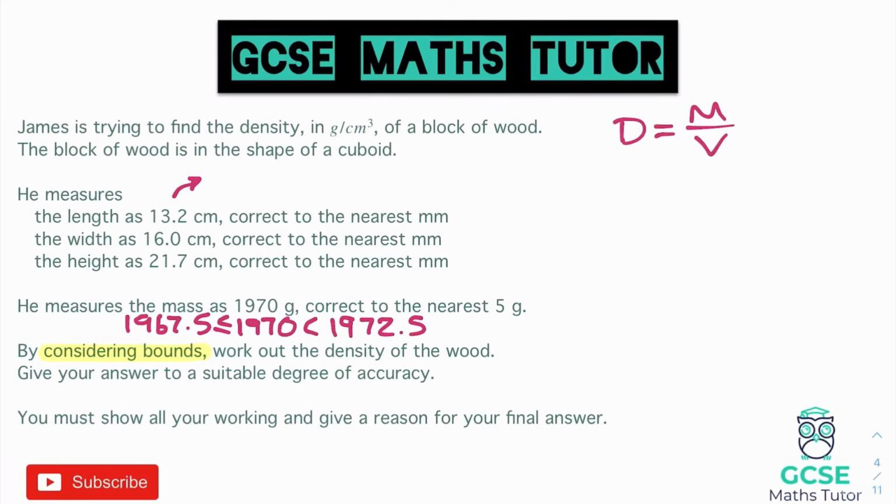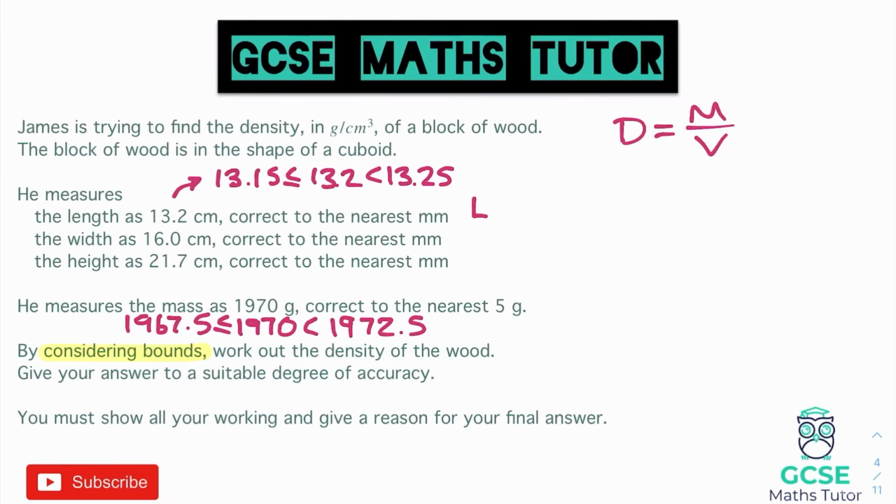But if that's correct to the nearest millimetre, that's going to be 13.15 for the lower bound of that length, obviously with 13.2 there, and that's going to be 13.25 for the upper bound of that length. That's going to be the same for all of those lengths there. But ultimately, we want to work out these volumes.